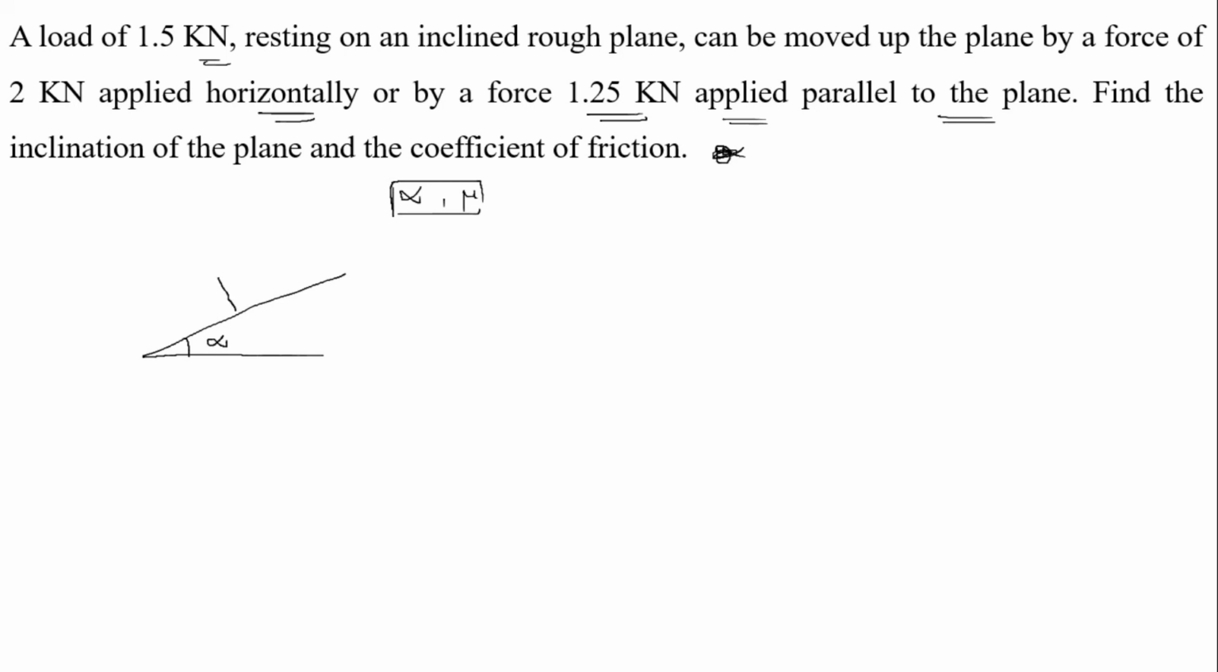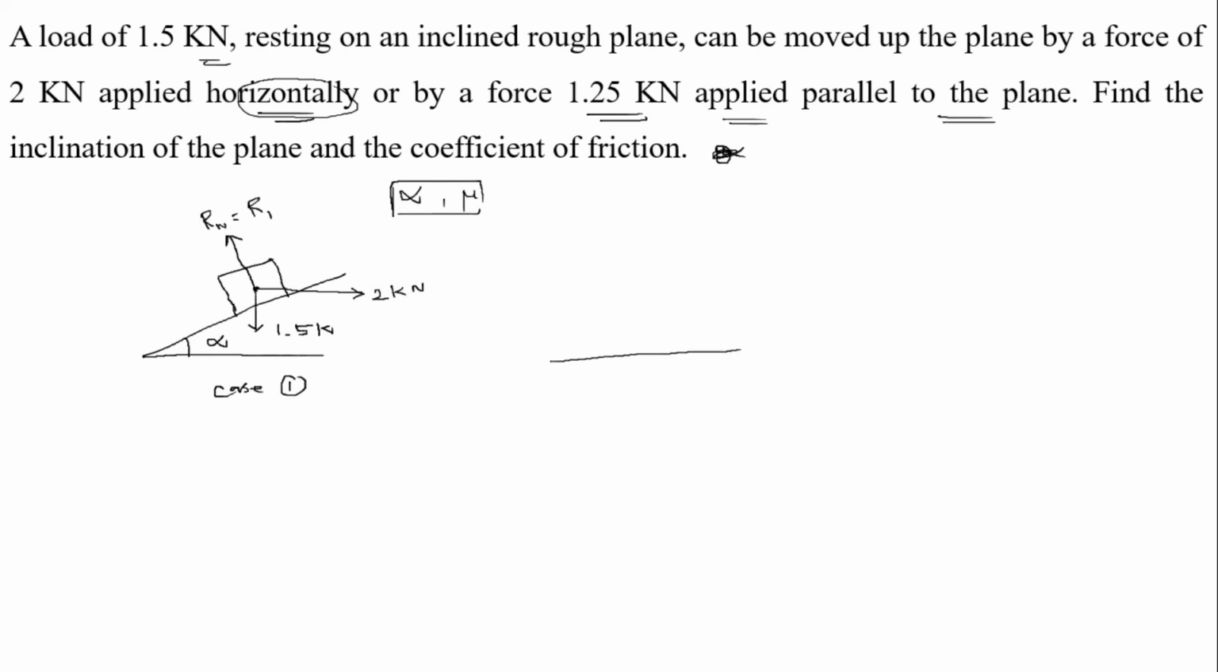This is the block, and the weight of the block is always acting downward, which is 1.5 kilonewton, and the reaction force is acting upward, perpendicular to the plane, and this is R n, which is equal to R 1. Now, in the first case the force is acting horizontally. This is the horizontal force 2 kilonewton. This is case 1.